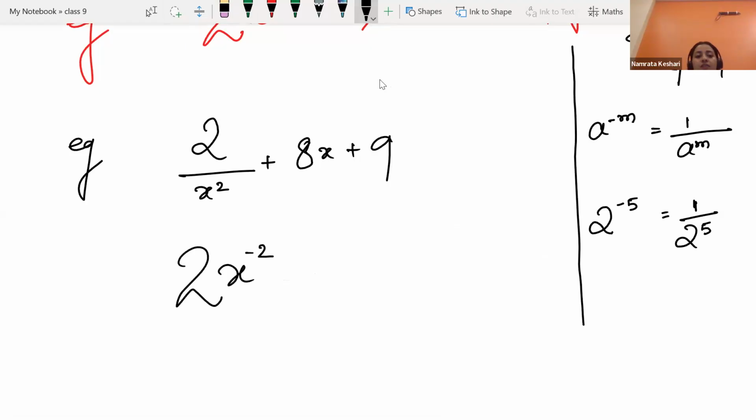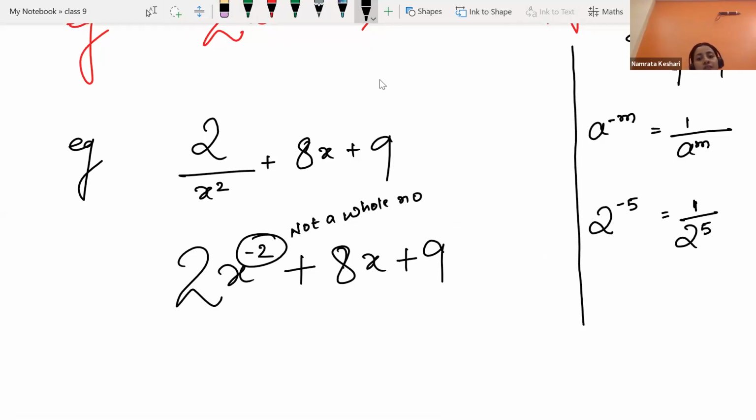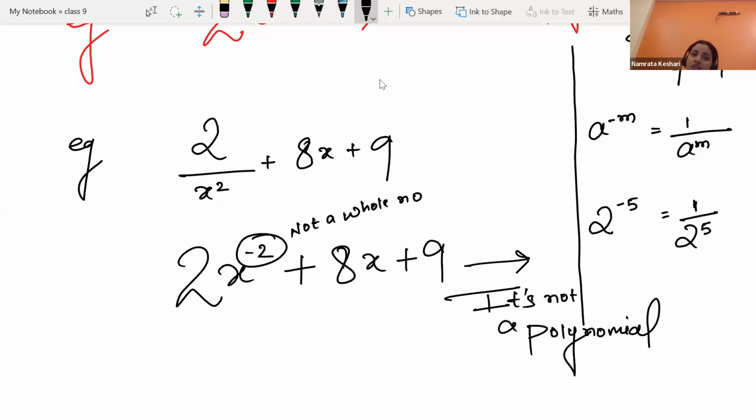Like x raised to the power minus 2, the exponent is minus 2, and whole numbers are only from 0 to infinity. So the rule here is not applicable. So I think it's not a polynomial. Yes. Whatever you said, I have written.